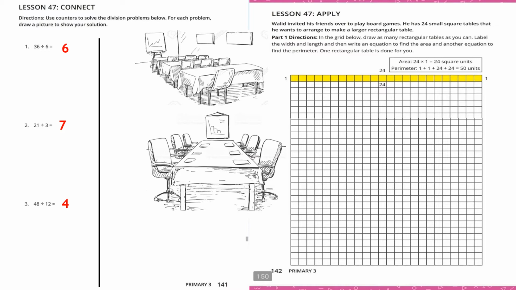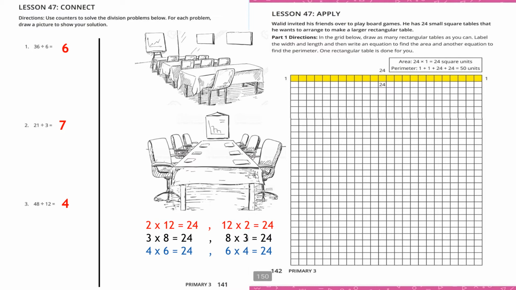We wanted to find the other equations to find the area 24. Here we have 2 times 12. The answer will be 2 times 12 equals 24. And 12 times 2 equals 24. 3 times 8, 24. And 8 times 3, 24. 4 times 6, 24. And 6 times 4, 24.